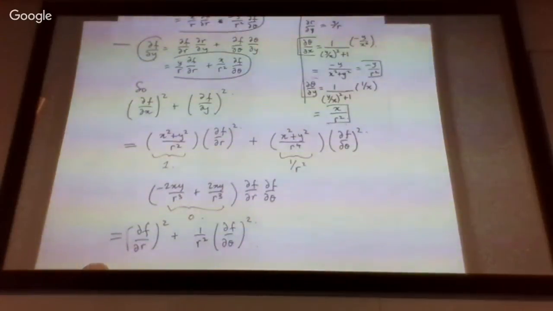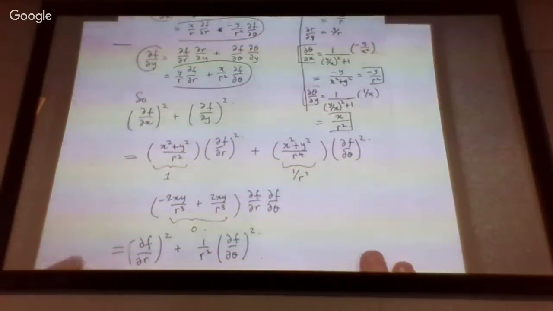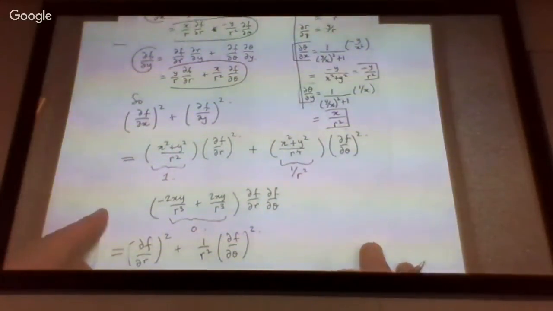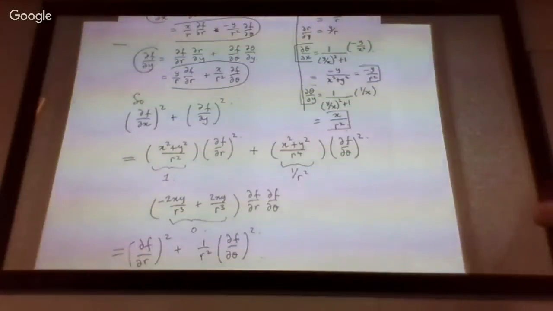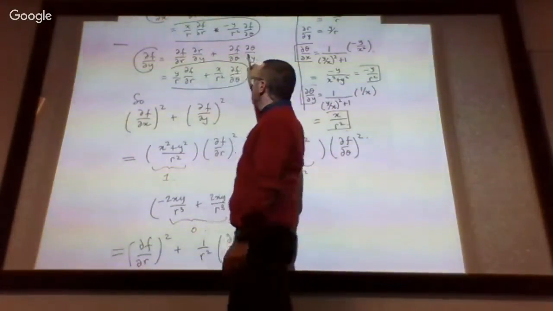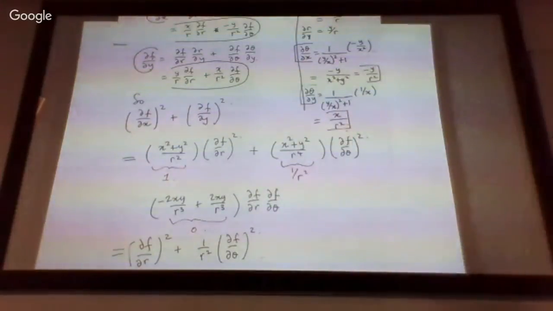Okay, anything I could clarify on that expression there? Okay. So it does all start with being able to get these chain rule equations down correctly, and then taking them from there.